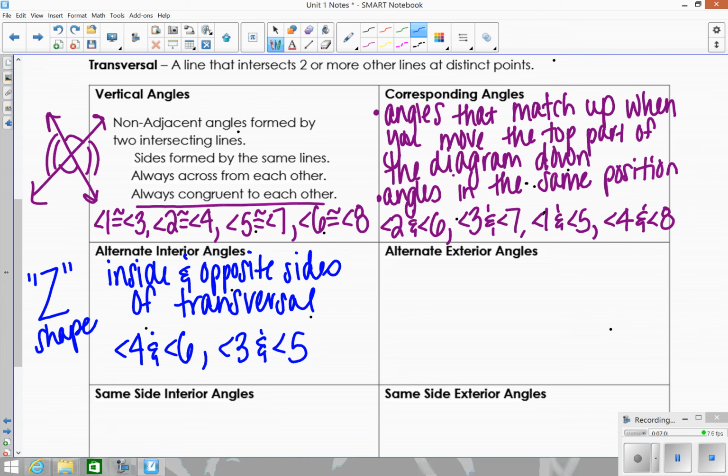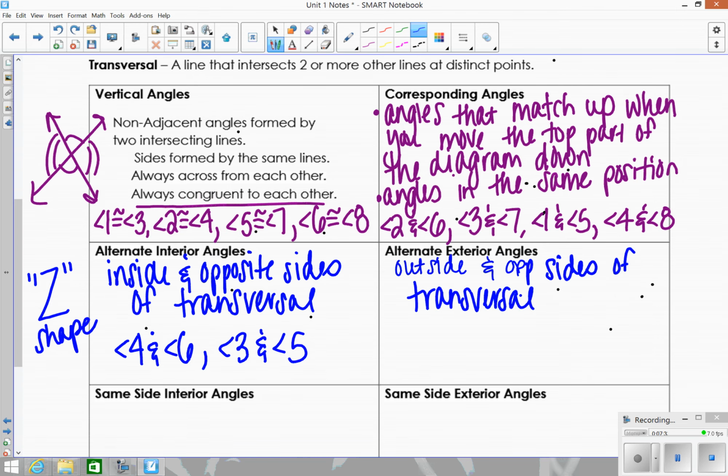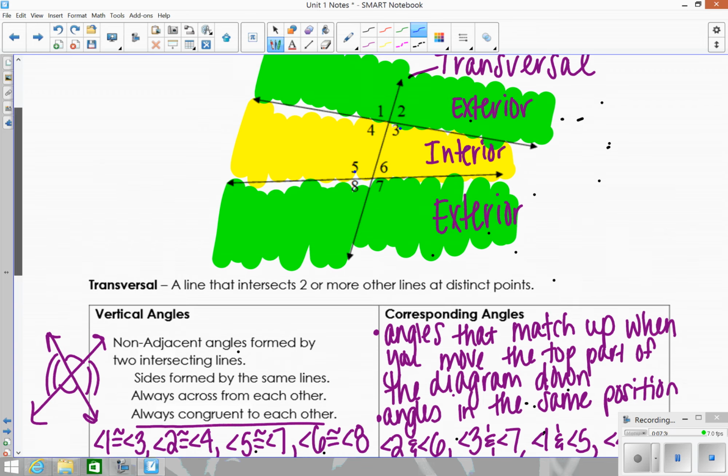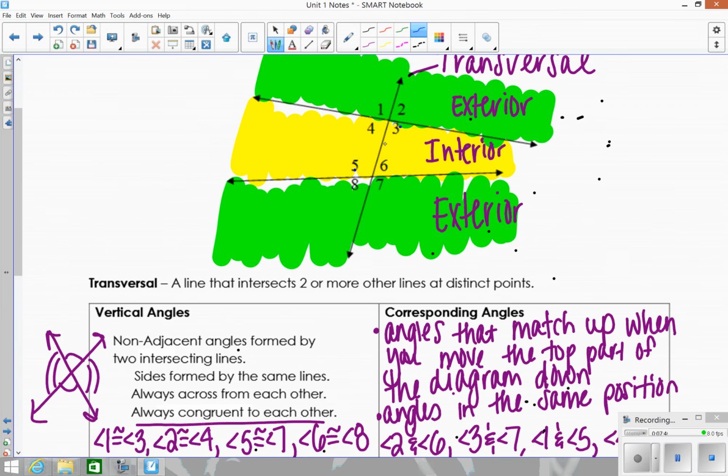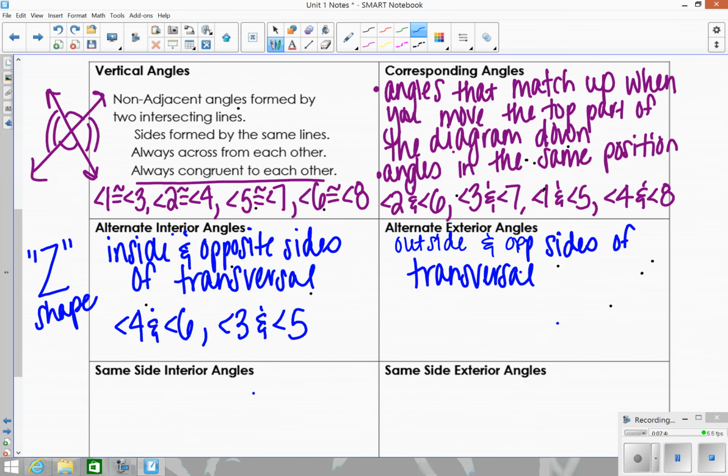So then the next ones are alternate exterior. So they're going to be opposite sides, but they're going to be on the outside. So the only difference between alternate interior and exterior is inside versus outside. So outside and opposite sides of the transversal. So if we look up at our diagram here, 1 and 7 are both in the exterior and they're on opposite sides of the transversal, and 2 and 8 are going to be alternate exterior angles. So 1 and 7, and then 2 and 8.